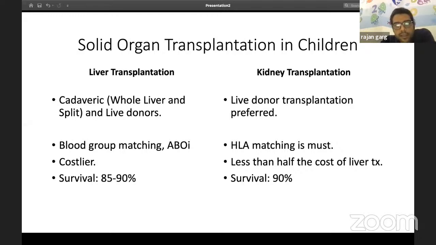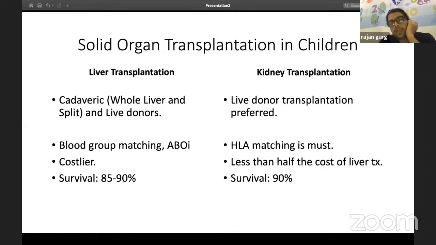In general, for liver transplantation, both cadaveric and live donors do well. That is not a big deal about liver transplantation. But in cases of kidney transplantation, because HLA matching is involved, a live donor is always preferred.